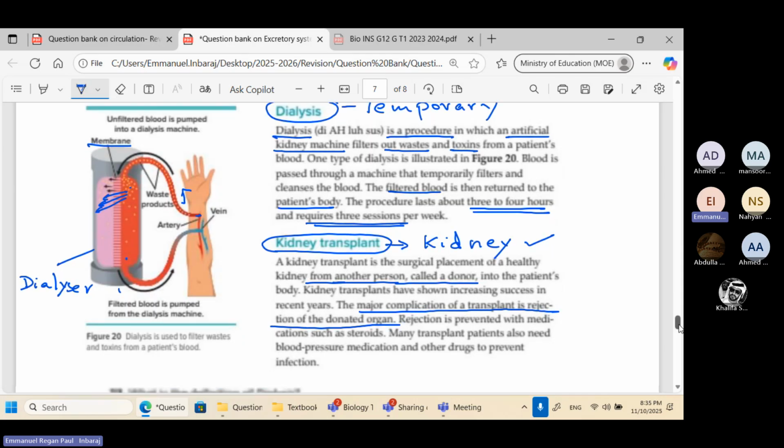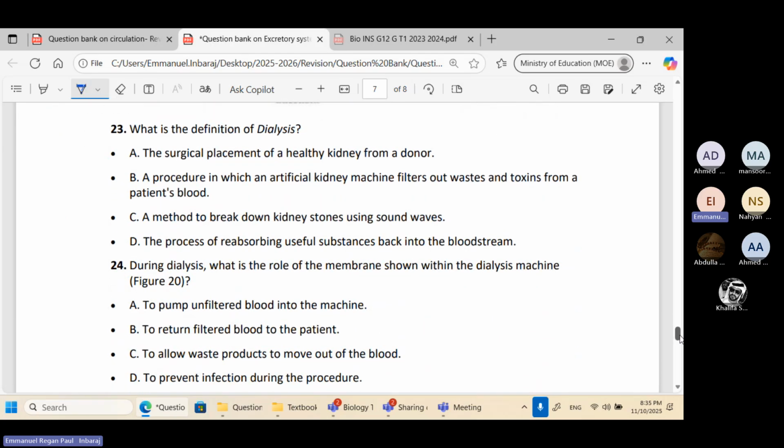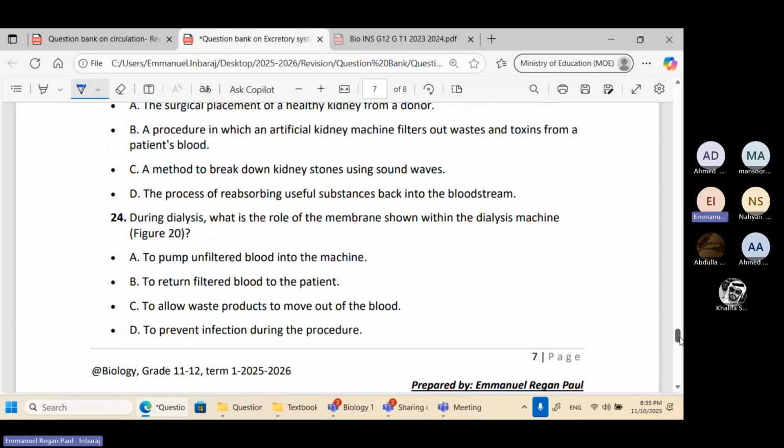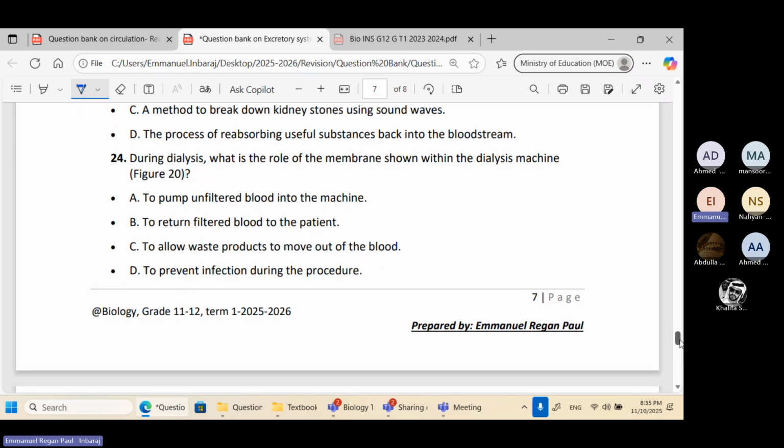And this is the end of the excretory system. Let's do some questions and we'll finish it off. During dialysis, what is the role of the membrane shown in the dialysis machine? What does the membrane do? It allows waste products to move out of the blood.